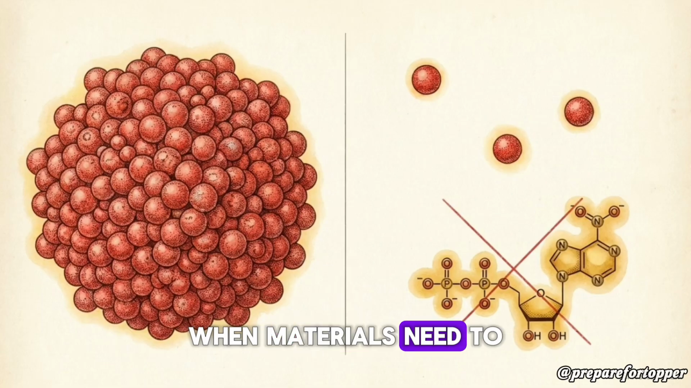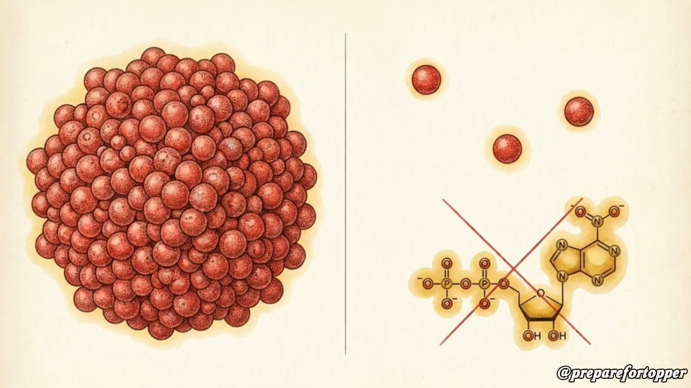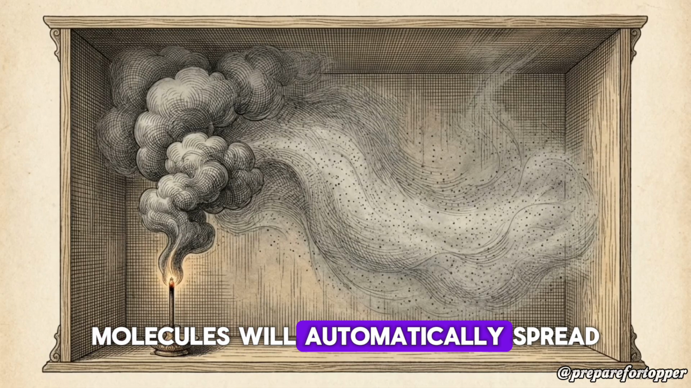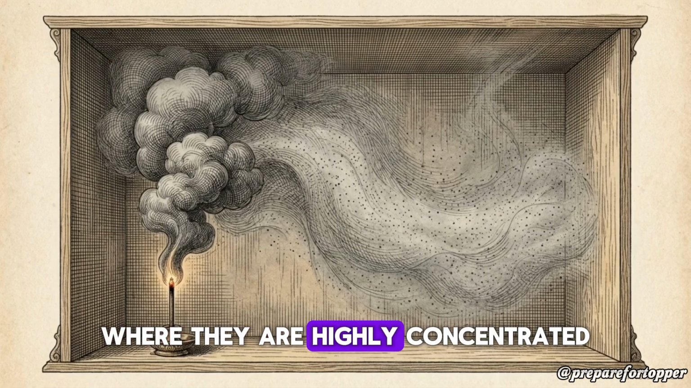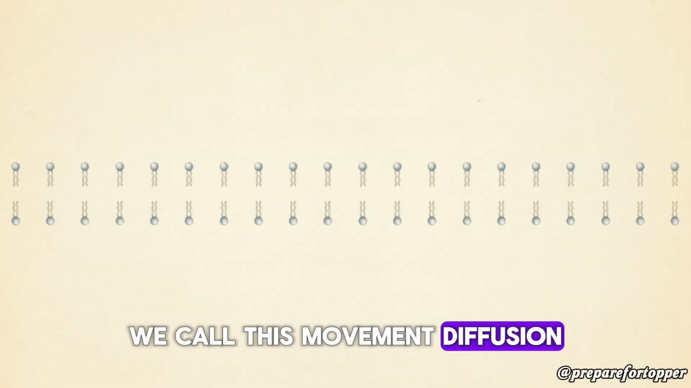When materials need to cross this border, the cell often relies on passive transport. This costs the cell zero energy. Instead, it runs on natural physics. Molecules will automatically spread from an area where they are highly concentrated to an area where they are scarce. We call this movement diffusion.